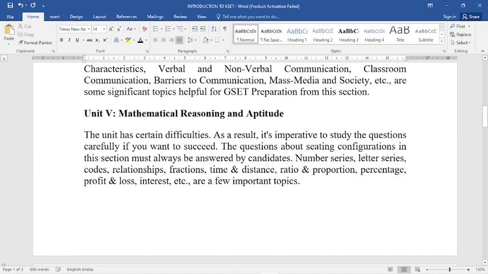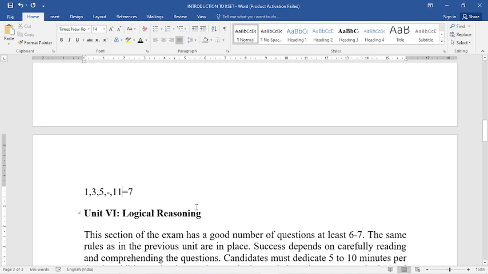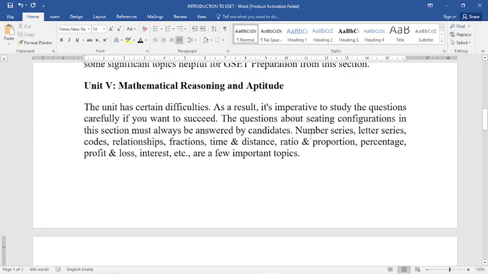Letter series, like ABCD from the alphabets, like they will go A space A after C after E, meaning the missing term is B, C, B, C, B, D are the missing terms. And codes means whatever the words are, they are going to be coded in the form of other words. We need to crack them.